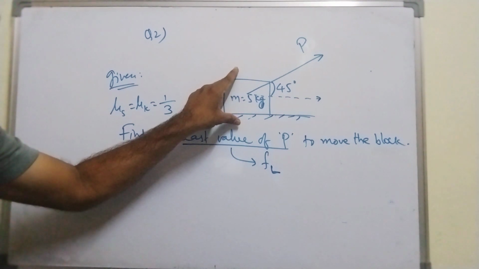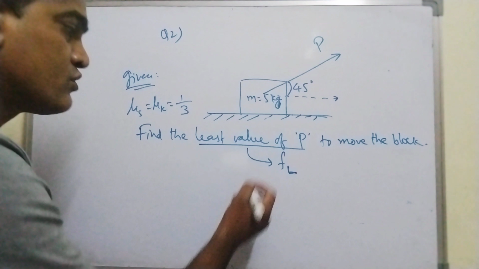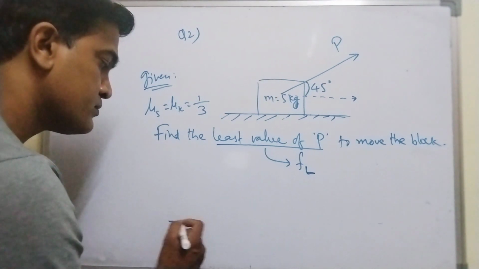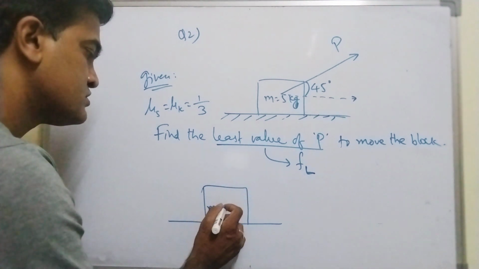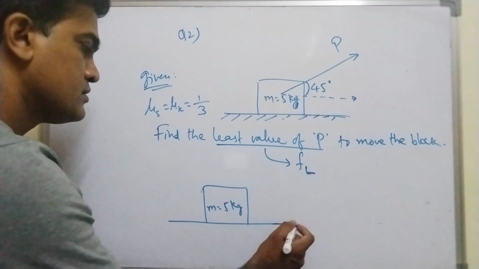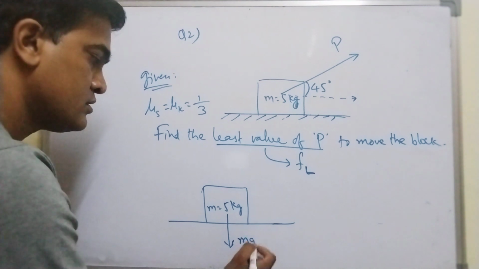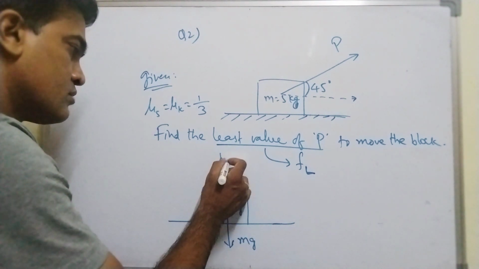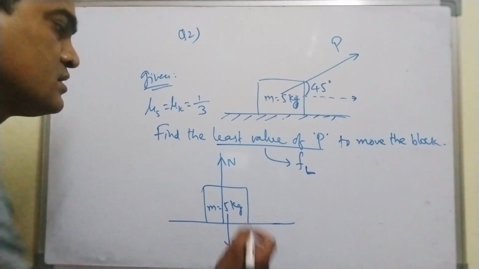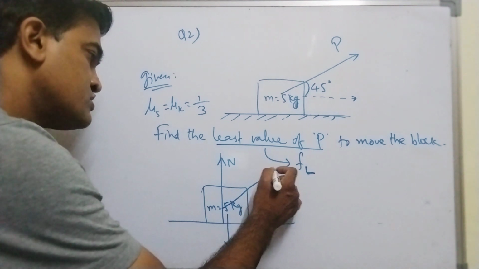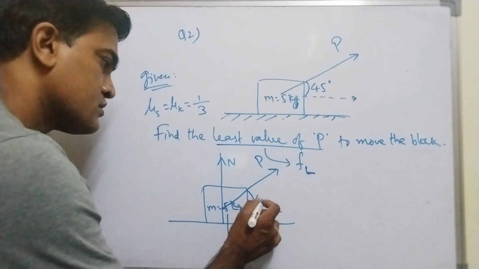So what I will do is, let me show you separately by drawing the diagram, what are the forces that I can show you. Here the block of mass M is equal to 5 kg, right? The weight is nothing but mg. This is normal force. Normal force is not balanced by weight here, because you are pulling this block by a force P, which is making an angle 45 degrees with the horizon.